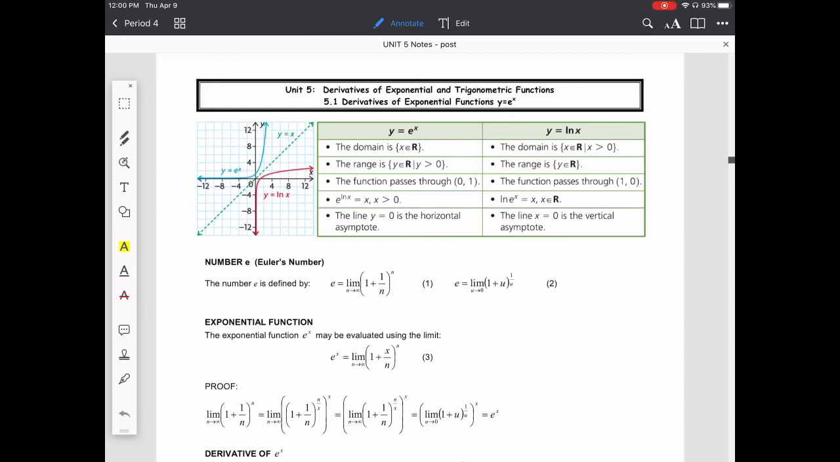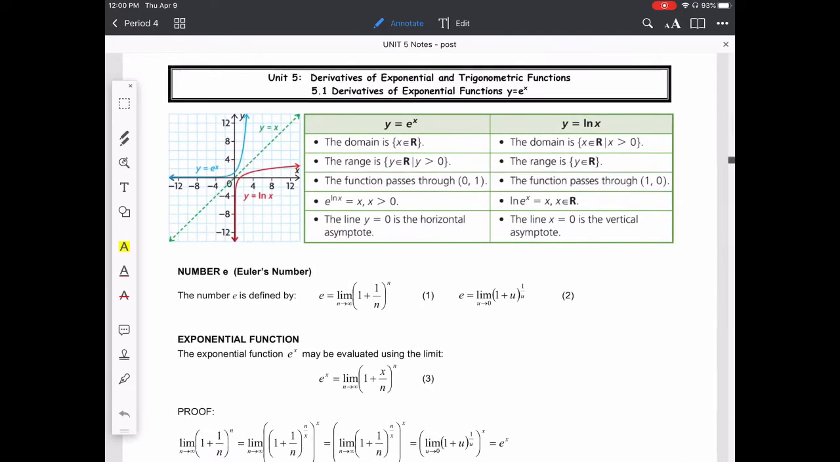Lesson 5.1. Basically, it's going to be the derivative of the exponential function y = e^x. We can see by the little graph provided on the left what the function y = e^x is going to look like. We've mentioned logs in the past, and we're going to be mentioning logs or ln a lot in the upcoming lessons. You can actually see that they are flipped along the y = x axis.